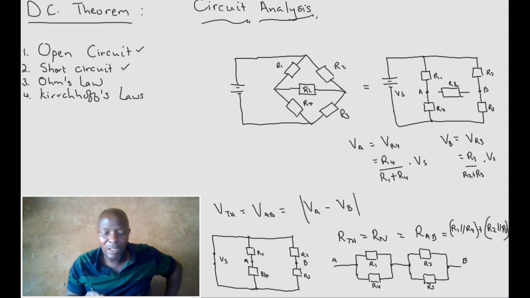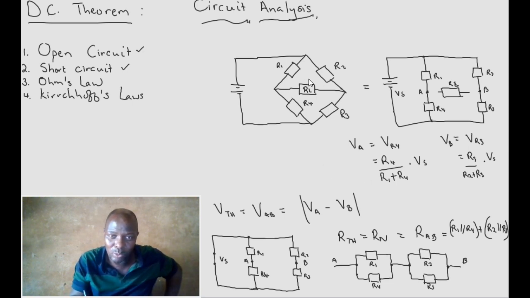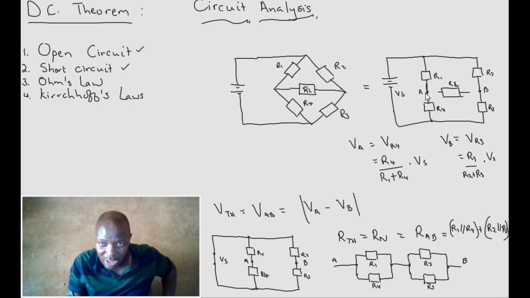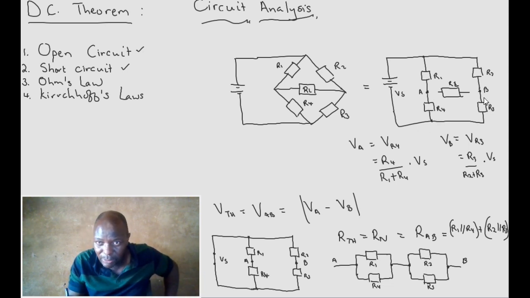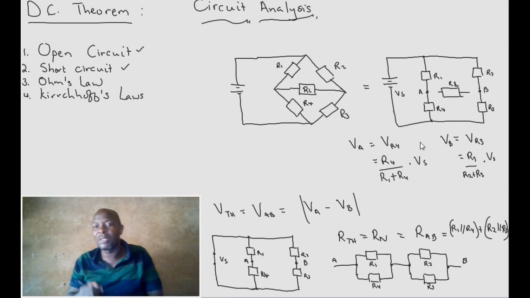Let me hope that this sunk in, that you see how to analyze. For the voltage, it was important to know the basics: the voltage at point A will be the voltage across R4, because the negative is on the other side of R4. Same story here: the voltage at B is the voltage across R3, because on the other side we've got ground. Normally we ground our negative.